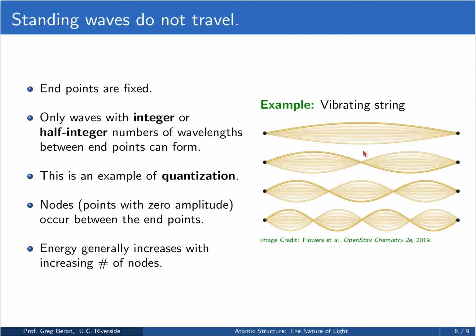The other thing I want to point out about these standing waves are the nodes. A node is a point with 0 amplitude. So here's a node, here's a node, here's a node, here's a node, etc. As this string vibrates, in these regions it's going to be moving up and down as the vibration goes on.